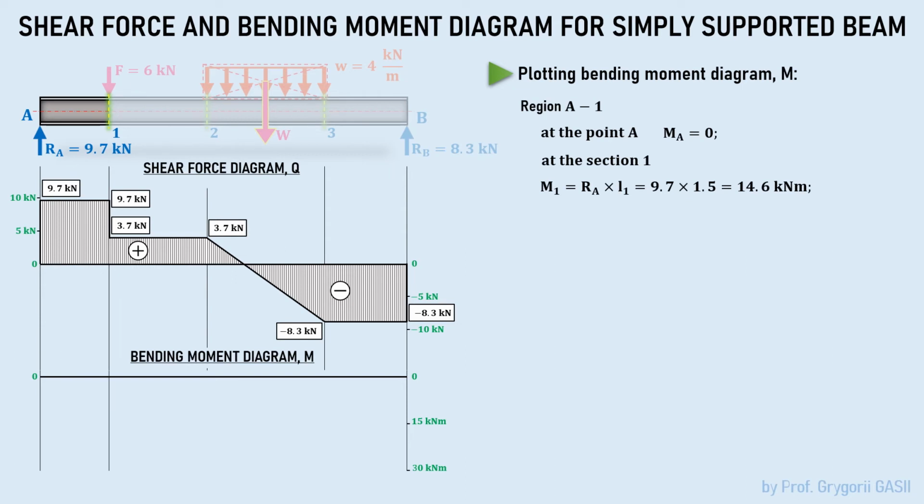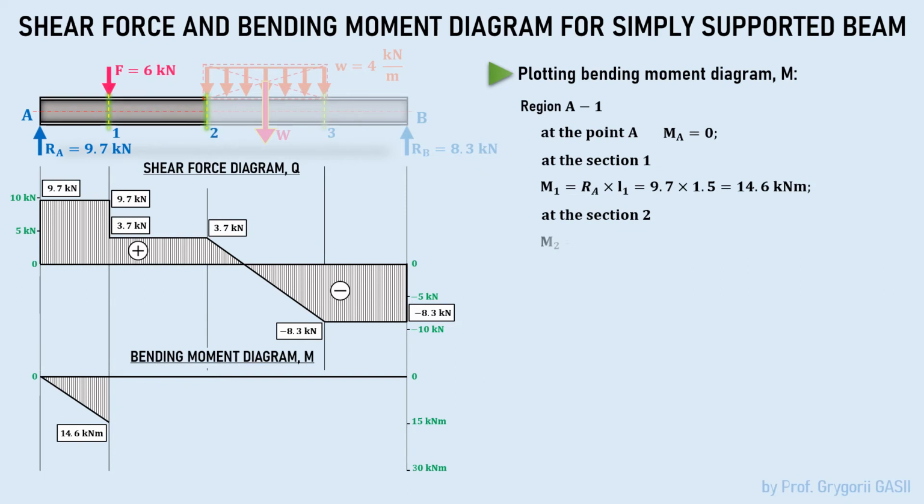Putting on the diagram, we must remember that the bending moment in the diagram is shown from the side of the stretched fibers. In our case, the stretched fibers are at the bottom of the beam. Next, we determine the value of the bending moment in section number 2. Let's write down and analyze the equilibrium equation of the left part of the beam in section 2.